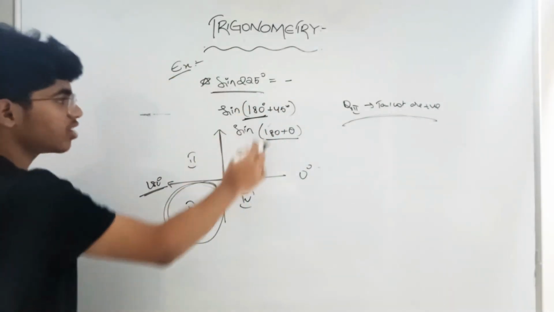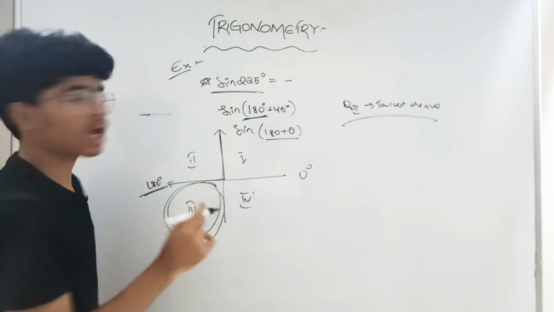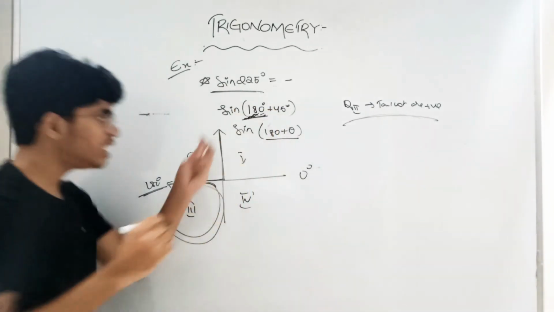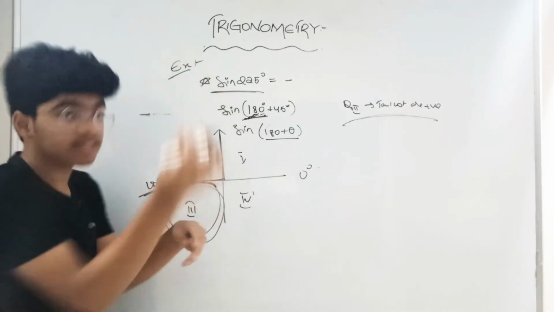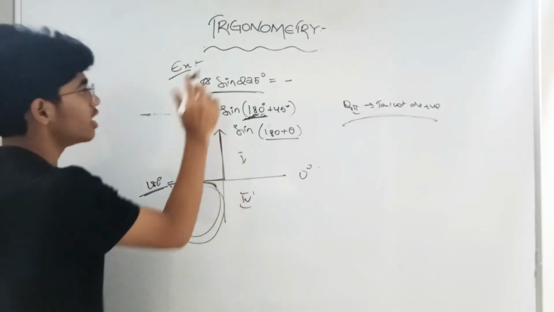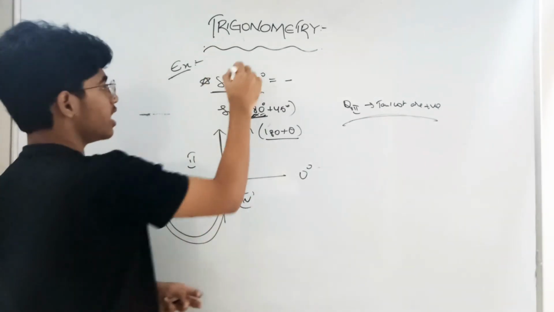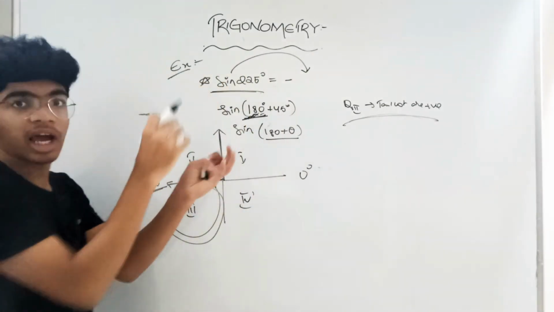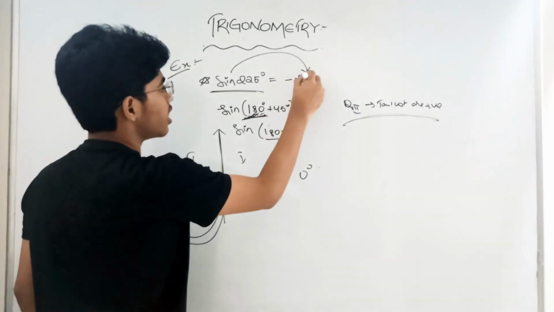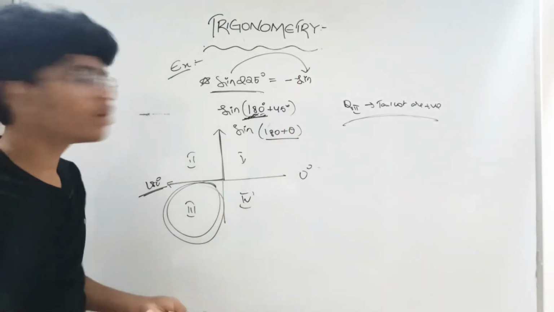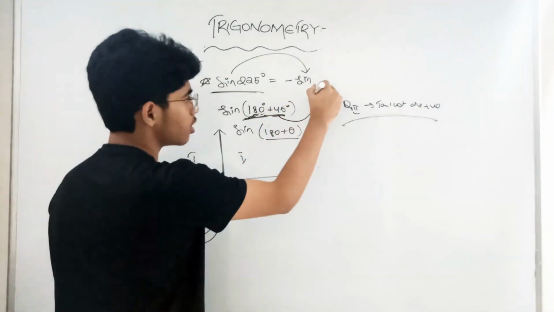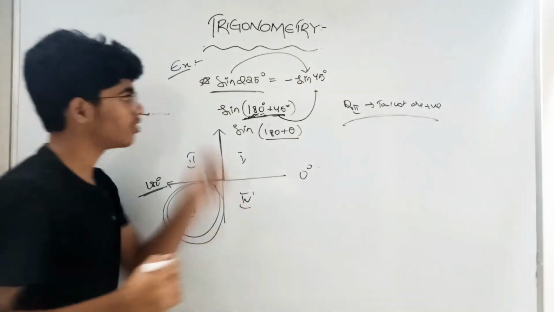We have 180 degrees, which is an even multiple of 90. So if it is an even multiple, then the same trigonometric ratio comes here. Sine, I mean SIN, not SIGN, don't get confused. The same sine comes here. And what will be the theta? The theta will be 45 degrees, since it is 180 plus 45, the 45 comes here. So the answer is minus sine 45 degrees.